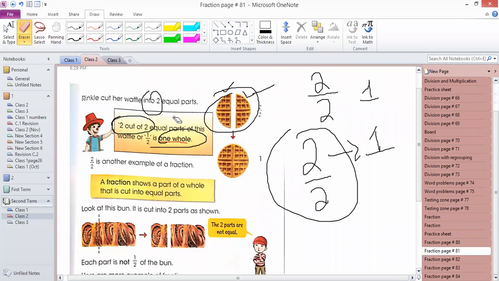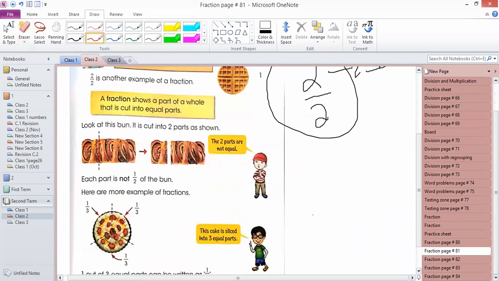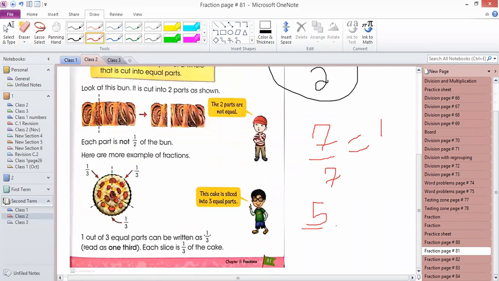So we have learned that if we have the same number in the numerator and denominator, that is equal to 1. 7 over 7 equals 1. 5 over 5 equals 1. 2 over 2 equals 1. And 9 over 9 equals 1. If you have the same number in numerator and denominator, it is equal to 1.